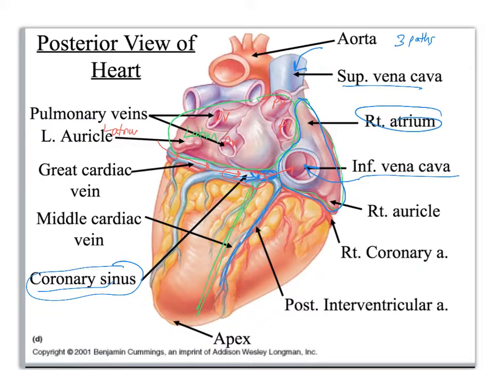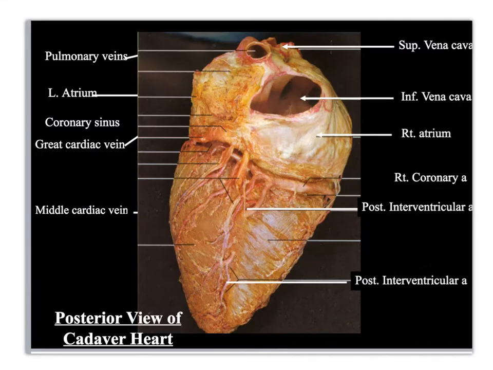artery. Actually, let me change back to that color. Let's go back to red, because then it's really confusing when you use blue for an artery. So this is your posterior interventricular artery with the middle cardiac vein next to it. So then you can kind of draw that vein back in right there, okay? All right, let's flip to the next slide.